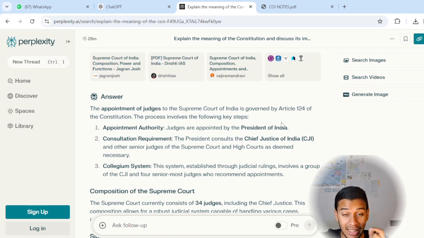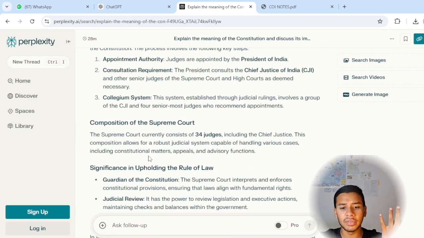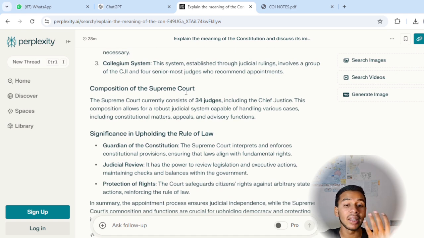We'll be seeing the appointment of judges to the Supreme Court, which is governed by Article 124. In Article 124, it has been written how you can appoint a judge to the Supreme Court. First one would be the appointment authority. Judges are appointed by the President of India. Consultation requirement: the President consults the Chief Justice of India, CJI, and other senior judges of the Supreme Court and High Courts as deemed necessary. I think you guys can catch up on all these things.